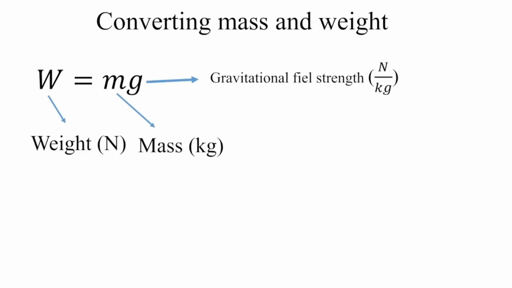Okay, how are we able to convert mass and weight to each other? We are gonna get help from a simple formula. W is equal to m times g. In this formula, W stands for weight, and the unit of that is Newton. M stands for mass, the unit of that is kilogram, and g is gravitational field strength, and the unit of that is Newton per kilogram.